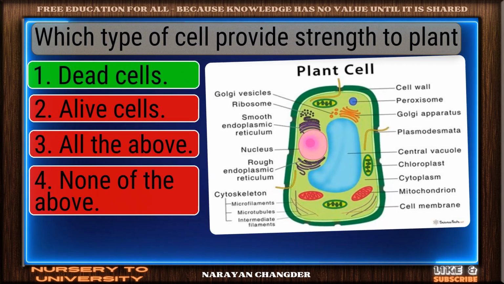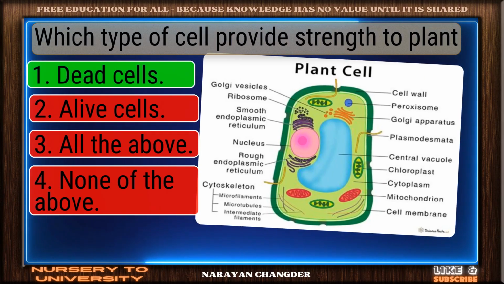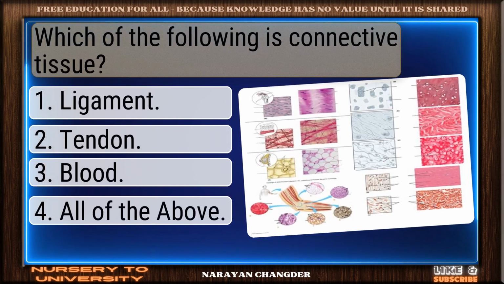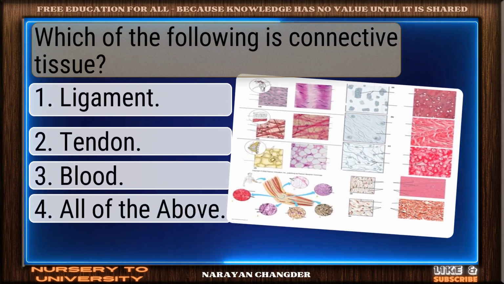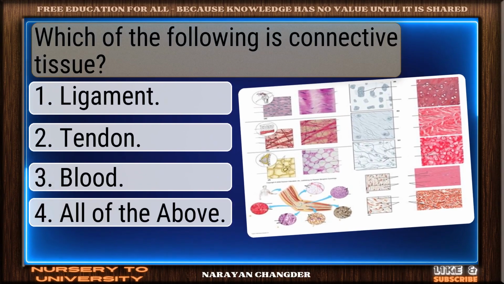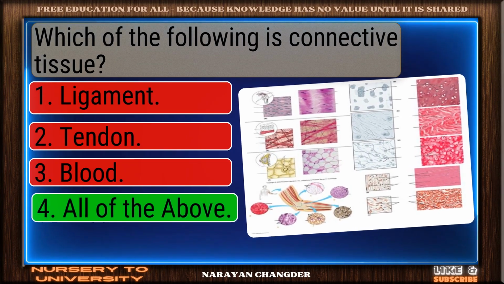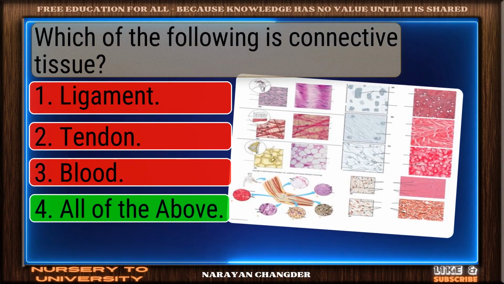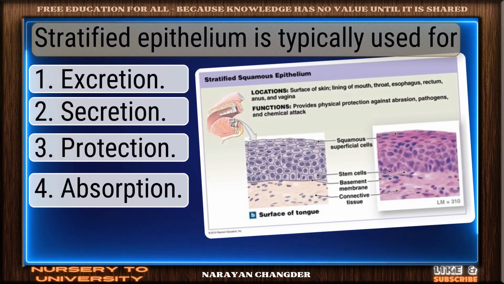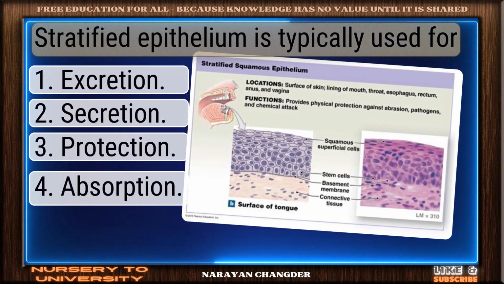Great thinking. Dead cells is the right choice. Question number 80. Which of the following is connective tissue? Strong choice. All of the above is the right answer. Question number 81. Stratified epithelium is typically used for?